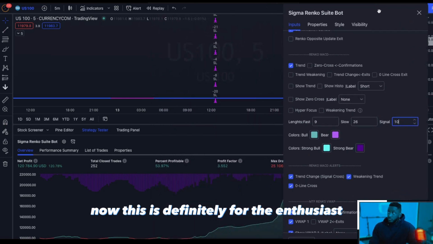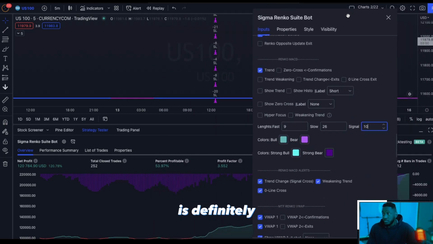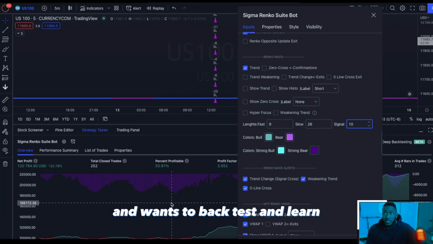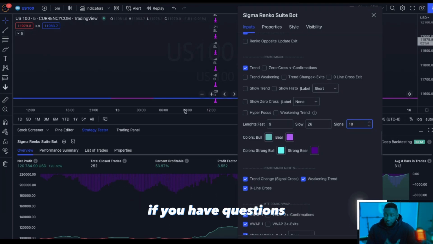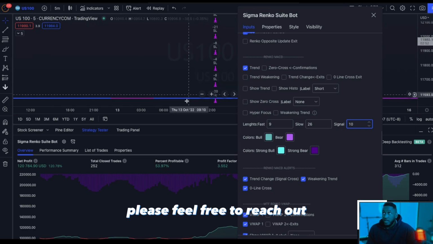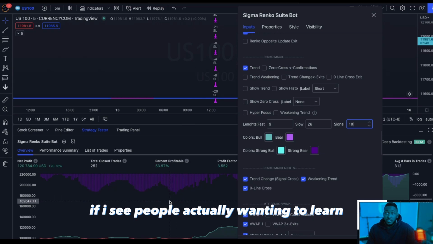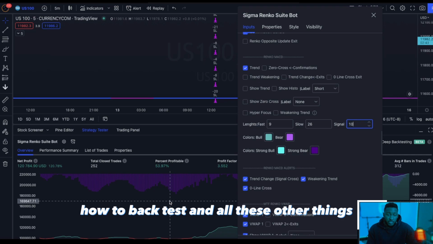Now this is definitely for the enthusiast. This is definitely for someone that wants to take trading seriously and wants to backtest and learn. And if you have questions, please feel free to reach out. I do calls. I will start doing calls even more if I see people actually wanting to learn how to backtest and all these other things.